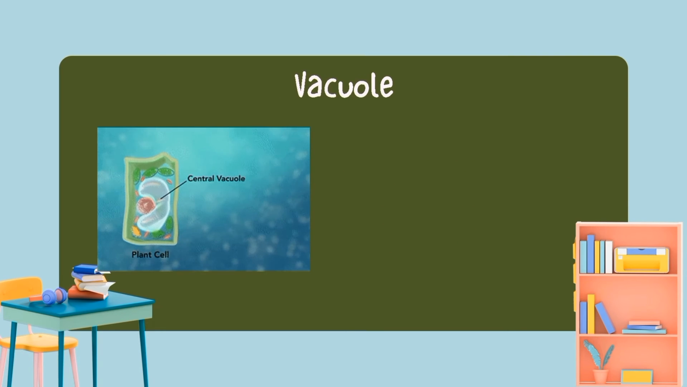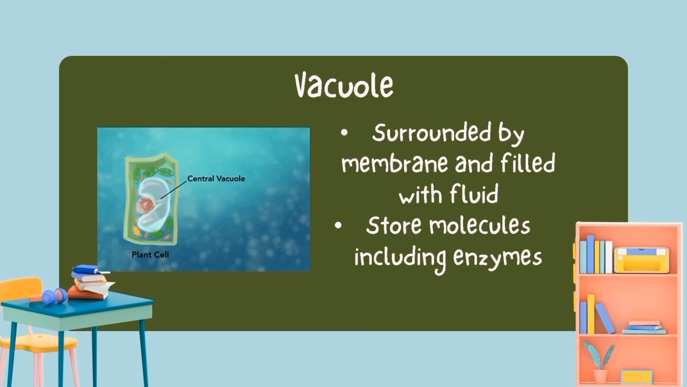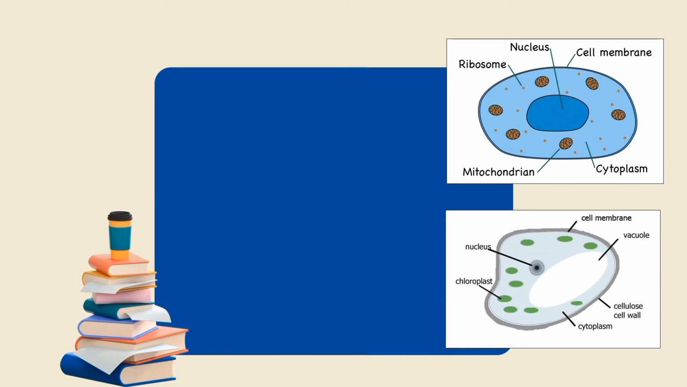Lastly is the vacuole. A vacuole may be described as a membrane-bound sac within the cytoplasm of a cell that functions in several different ways. It is surrounded by a membrane and filled with fluid. Vacuoles store various molecules, including enzymes, waste products of the cell, water, and even food material, depending on the type of the cell.